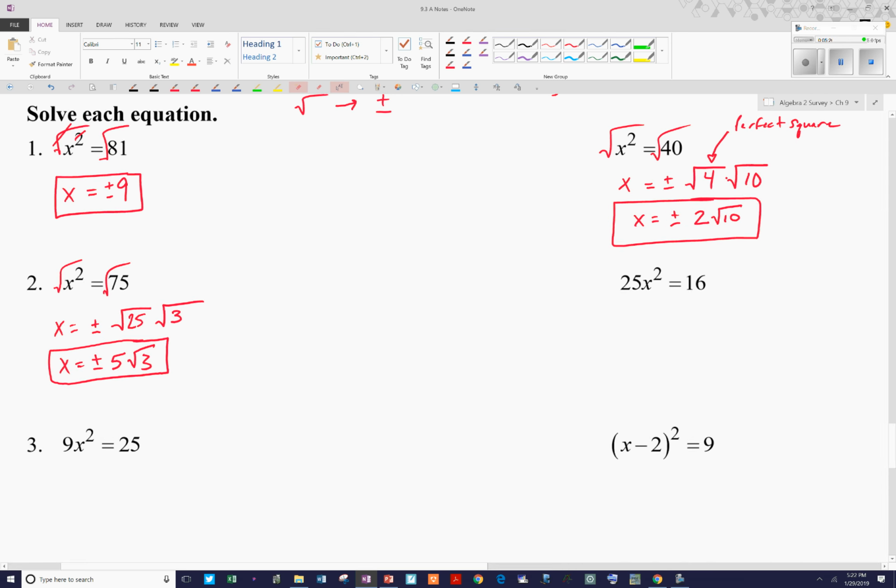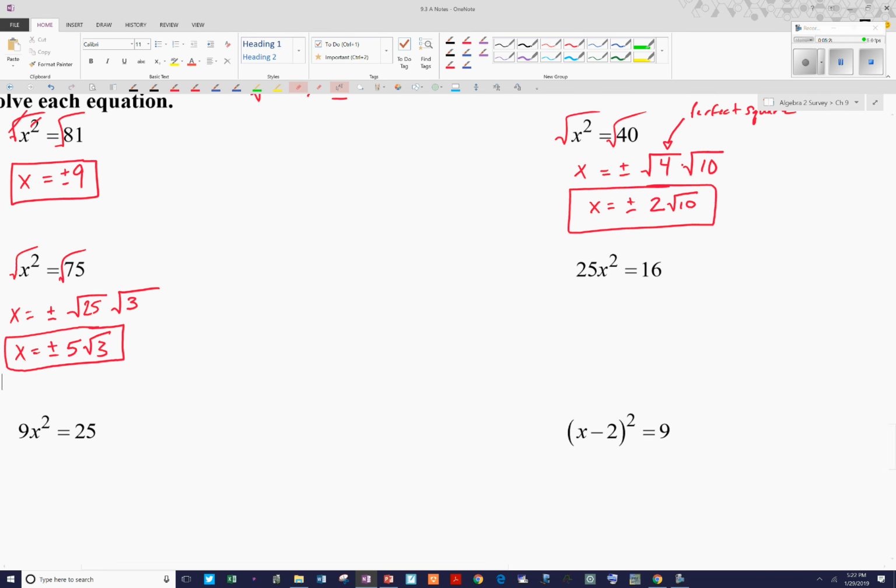All right, before we can take the square root, we need to make sure that the x squared, or whatever is being squared, is by itself. So the first step in this next problem is to divide by 25. That'll get rid of that 25 out in front of that x squared, and I have x squared equals 16/25. Now we're ready to take the square root of both sides.